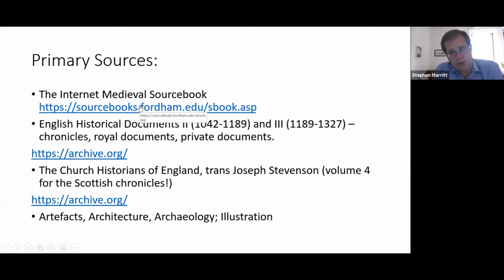They also have lots of chronicles. And in the 19th century, there was a real boom in translating chronicles, medieval chronicles, into English. There must have been a market for it. A classic one for us would be the Church Historians of England, translated by Joseph Stevenson, which comes in something like 5 volumes and has all the main chronicles for this period, including in volume 4, the first proper translation of the Chronicle of Melrose. And volume 4 is all the Scottish chronicles from this period, despite the title being the Church Historians of England.